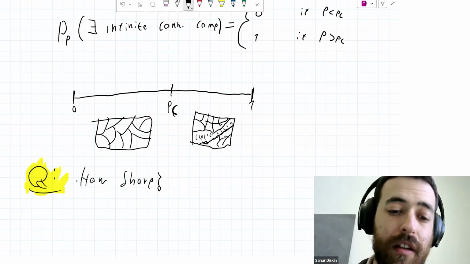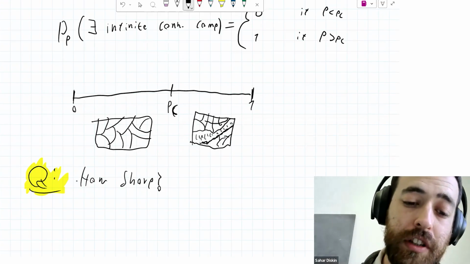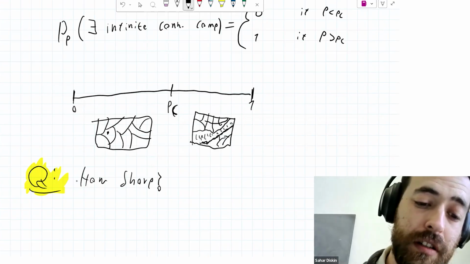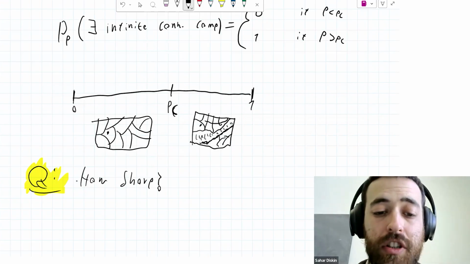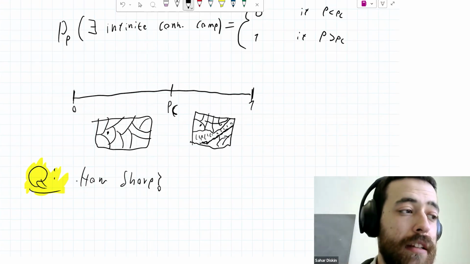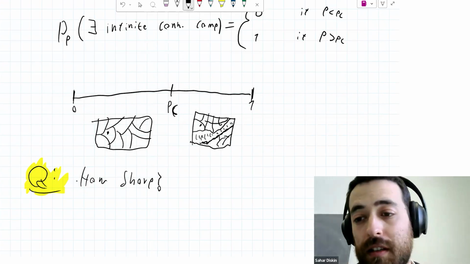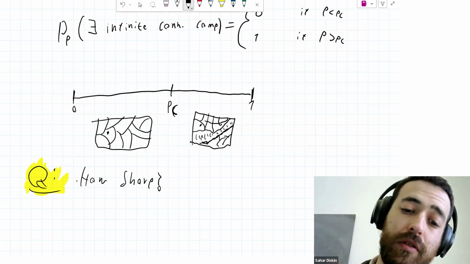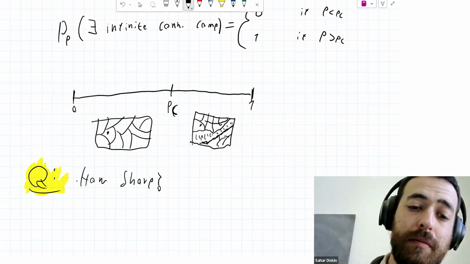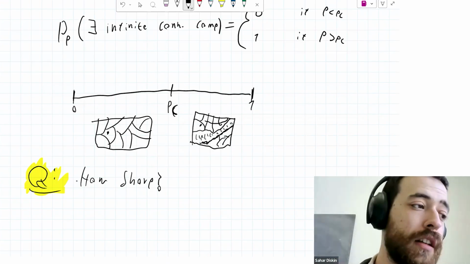the same. So I can fix some point and call it the origin. So say this point here. It's the same as this point here. And this is the origin. And what would it mean for me that this transition is sharp? It would mean the following. So let's start with the subcritical regime, that is below p_c.